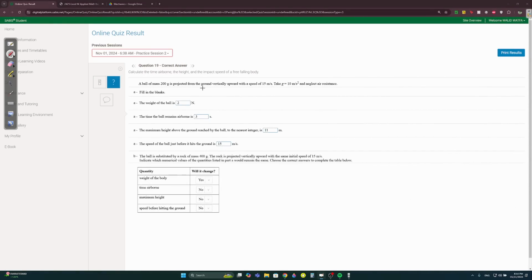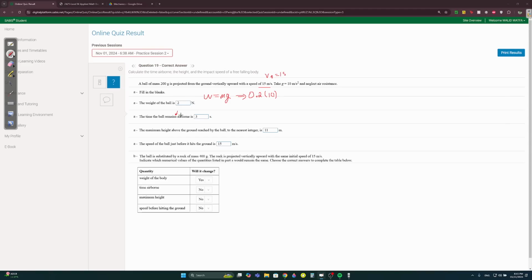A ball of mass 200 grams is projected from the ground vertically upward with a speed of 15. This isn't from our chapter. Okay, so V node is equal to 15. Take g equals 10. What is the weight of the ball? Okay, W is equal to mg, because you're going to need this for chapter 3. I'm going to explain it. The mass is 0.2 kilograms times g, which is 10.